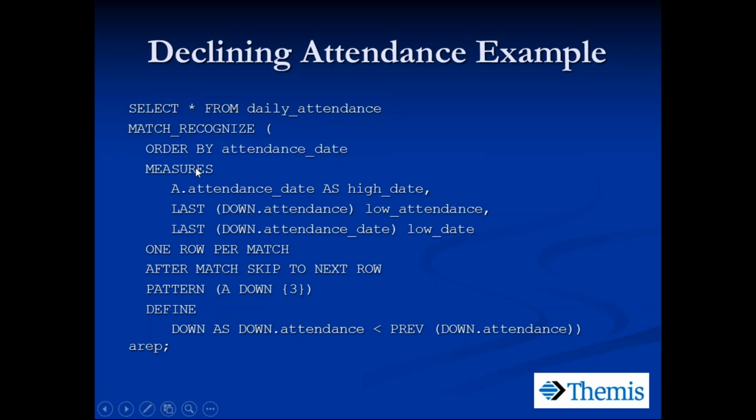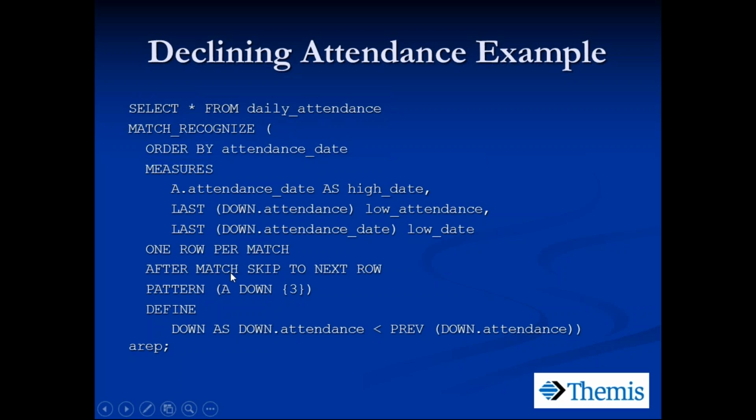Remember, the measures clause is basically what I'm going to end up displaying. So I'm going to display the attendance date. I'm going to display the low attendance, which, remember, we have these methods or functions like last and first and so on. And then I also want to throw in there the low date as well. All right, we've got the 1 row per match, so I'm not summarizing these. As I get these, I want to display them and use them in my output there.